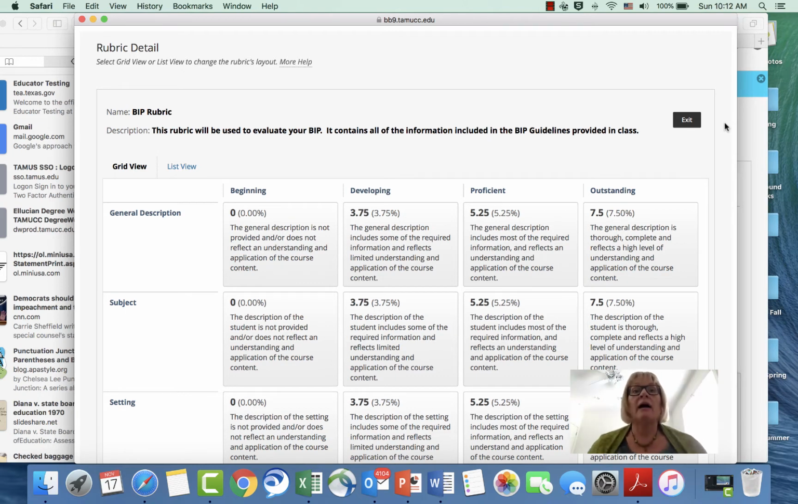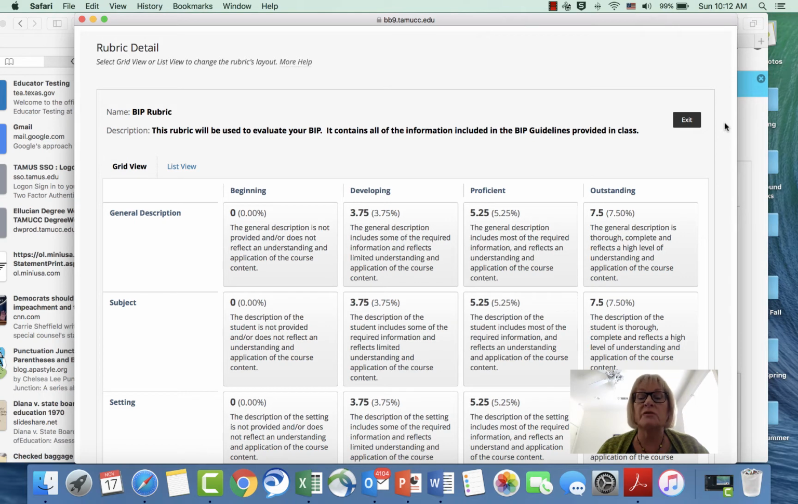So if you look, the first thing you were going to do is give a general description of the problem and the purpose of the plan. You can see that there's a score for beginning, which means you're not hitting the target. To you're somewhat addressing what I'm asking you to address. You're doing that with some proficiency, so I can tell that you're applying the information provided in the course and you're including the majority of the required information, or there's an outstanding performance where you have provided substantive detail that is thorough, that is complete, and reflects a high level of understanding of that course content, right? So you've got a general description of the problem and the plan.